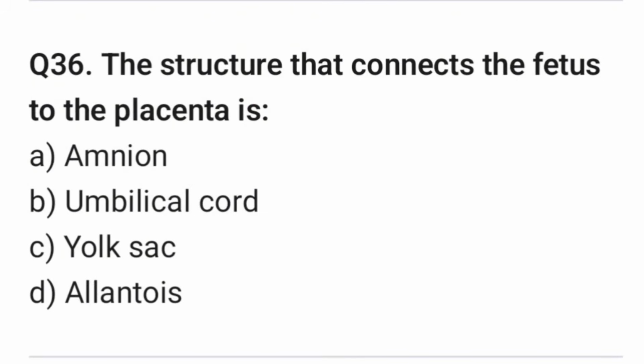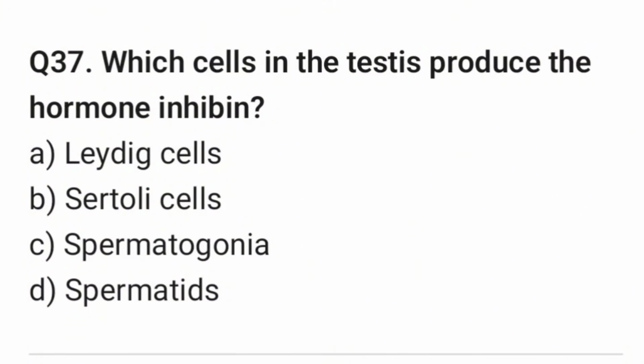Question 36. The structure that connects the fetus to the placenta is called. Right answer is option B, umbilical cord. Question 37. Which cell in the testis produces the hormone inhibin? Right answer is option B, Sertoli cells.